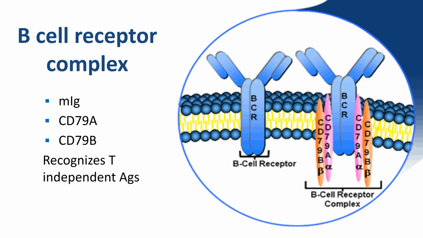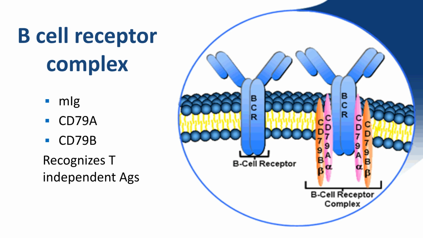An important distinction is that BCRs recognize T-independent antigens that can activate B cells without T cell help. These are typically repetitive structures like polysaccharides that cross-link multiple BCRs simultaneously, providing strong enough signals for activation.